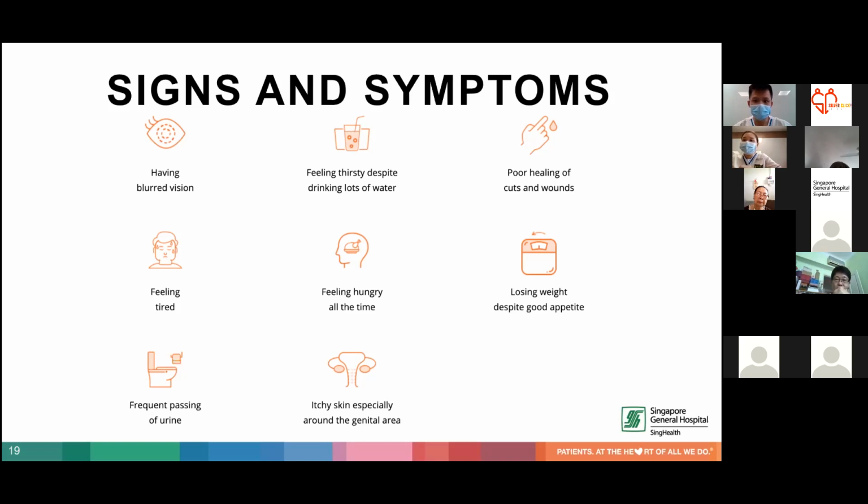And if an individual is going to the toilet to pass urine more often, that is also one of the overt signs and symptoms of type 2 diabetes. Some may also develop itch, especially around the genital areas. So these are some of the late stage signs and symptoms, which will only come out at a later stage.